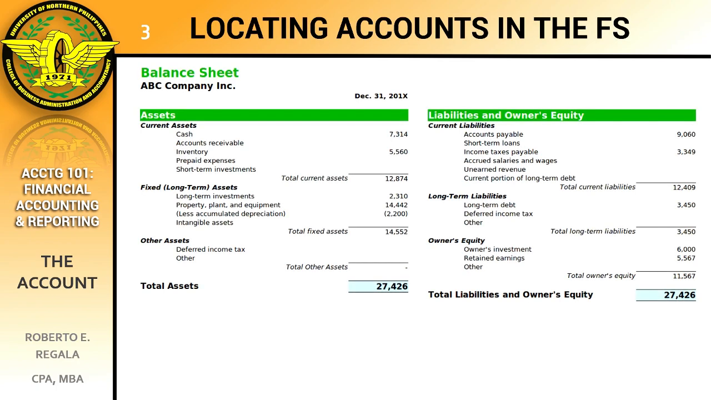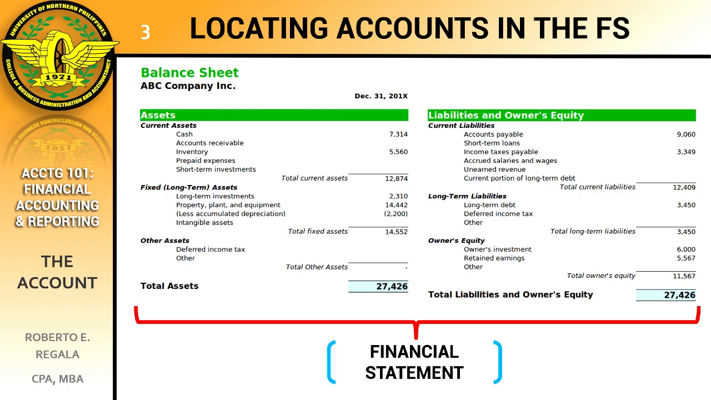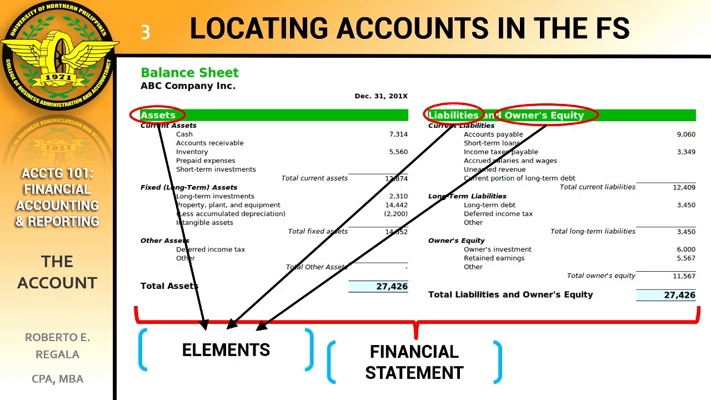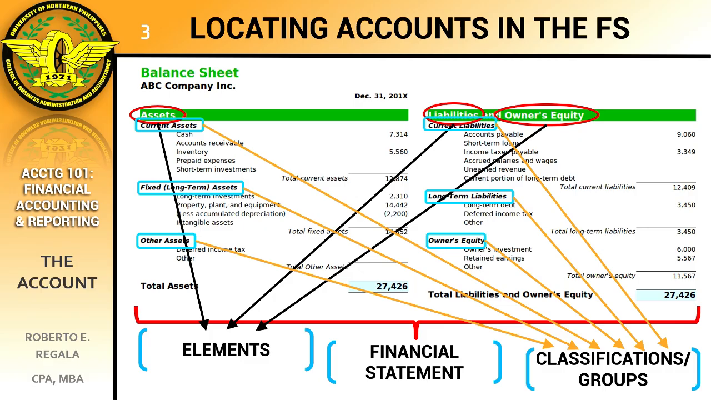Again, let's take off with our discussion from the balance sheet of a fictitious business entity we will call ABC company. Here is ABC's balance sheet in the account format. On the left of the report are the assets and on the right are the liabilities and owner's equity. Again, we call them, in reference to the accounting equation, elements. We may also call them the main categories of accounts. Under these elements we have captions like current assets, fixed assets, current liabilities, and so on. These we call classifications or groups of accounts.